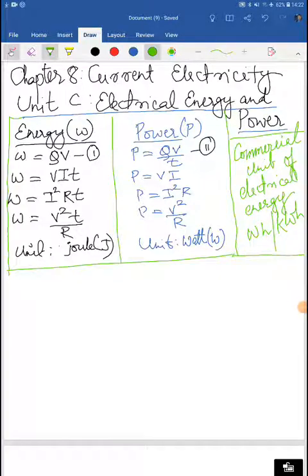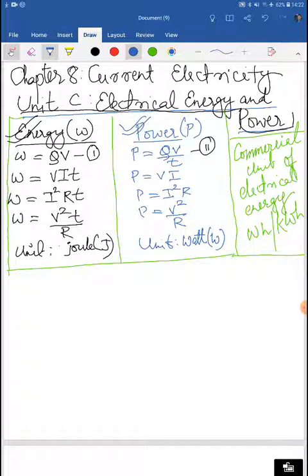Now we have come to the end of chapter number 8, current electricity. We are doing unit C, electrical energy and power. In the last session, we learned about electrical energy and electrical power.